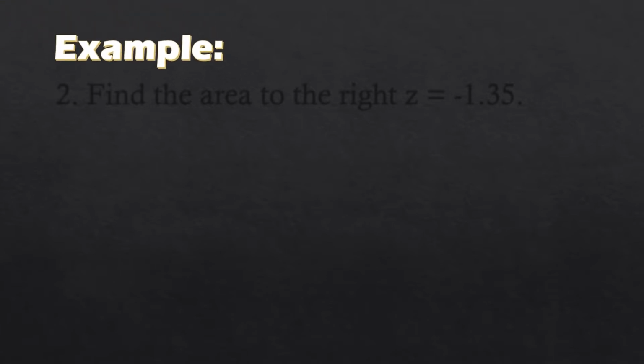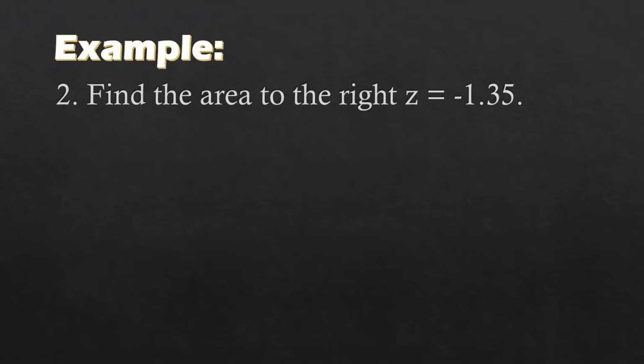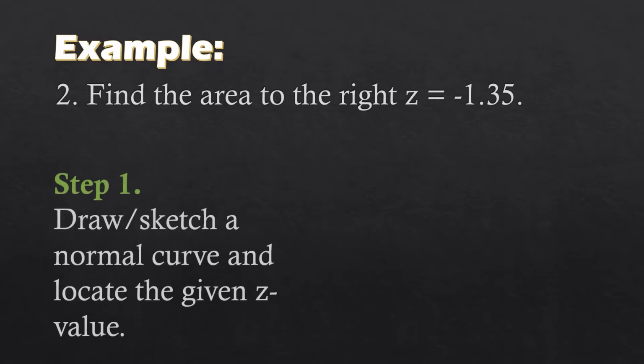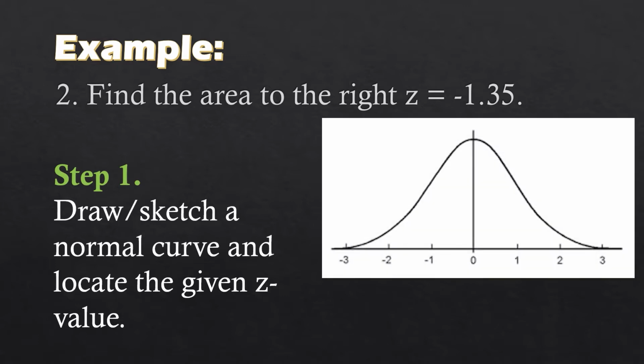We have our second example. This time we need to find the area to the right of z equals negative 1.35. Again, the first step is to draw or sketch the normal curve. So here it is, and the location of z, which is negative 1.35, is here, to the left of the mean, which is 0.